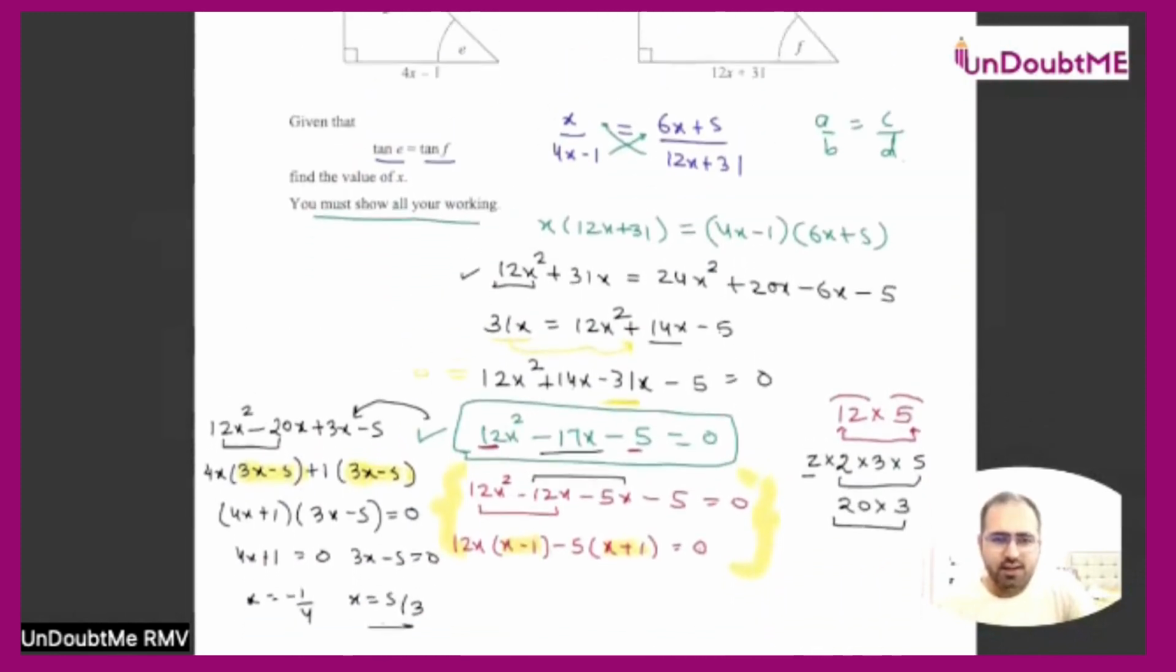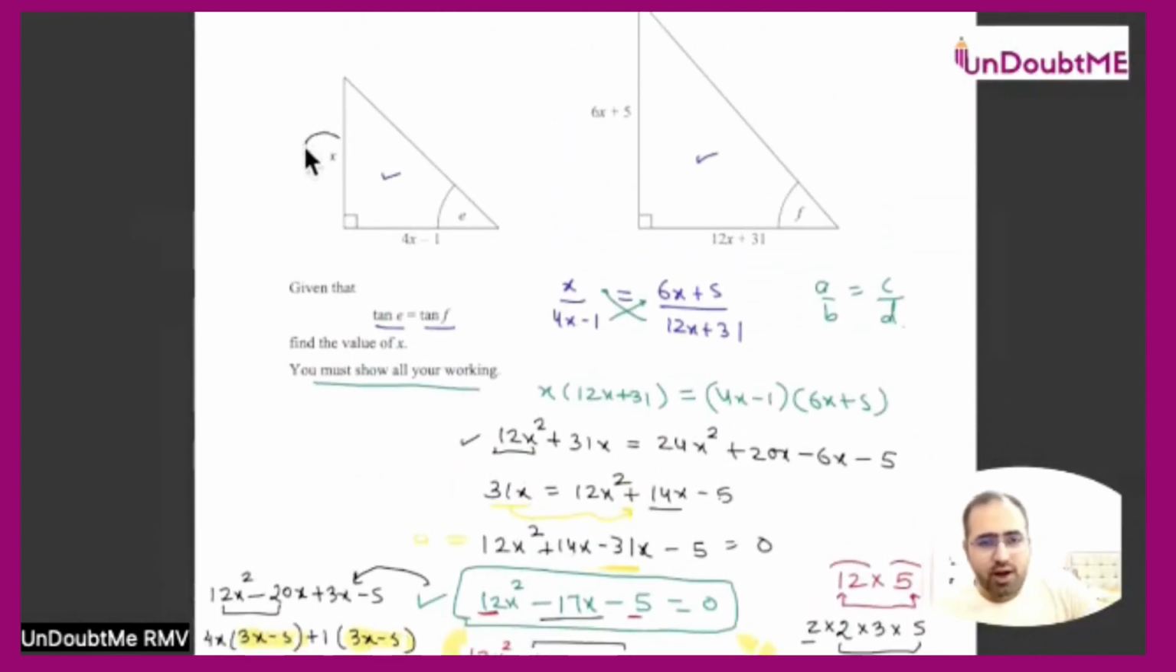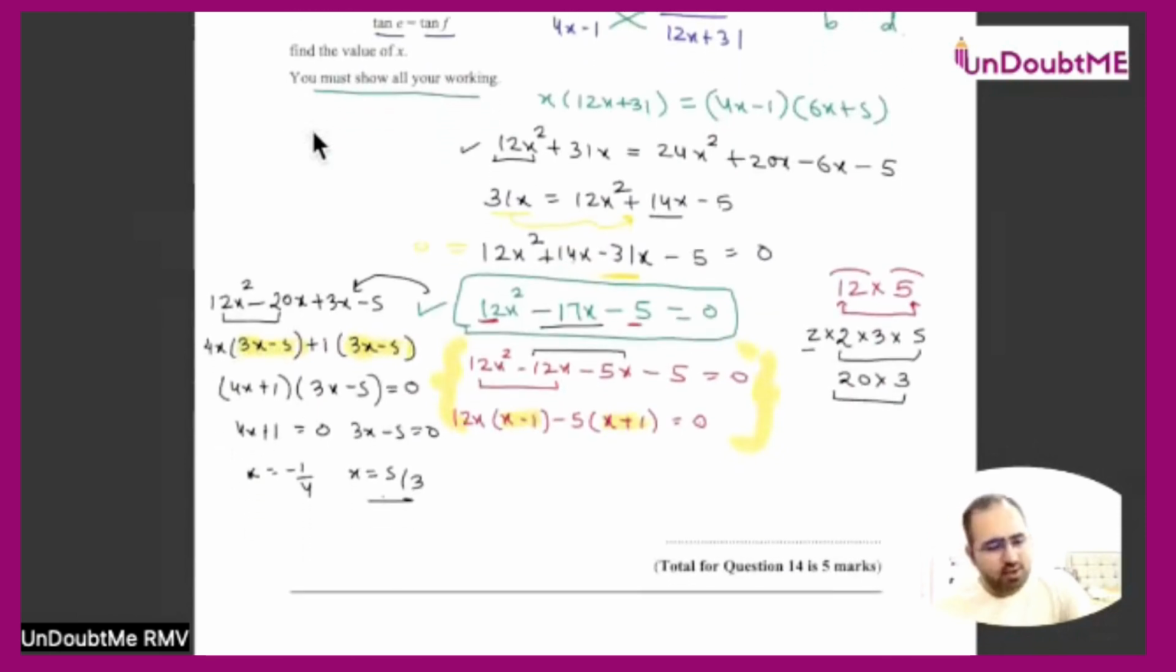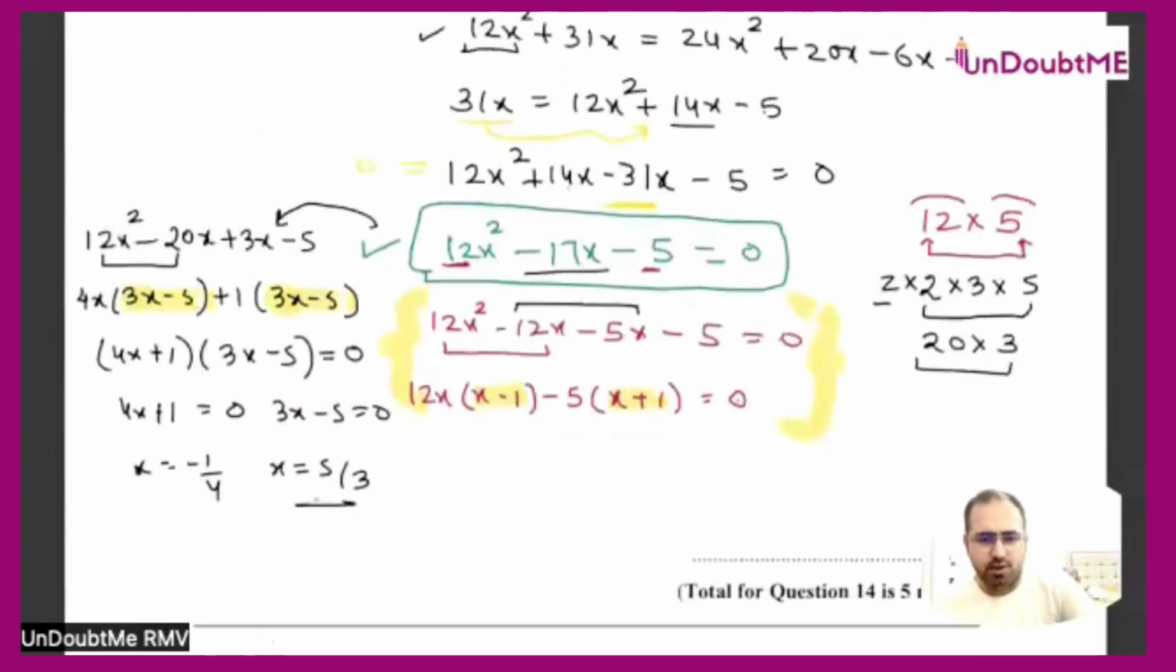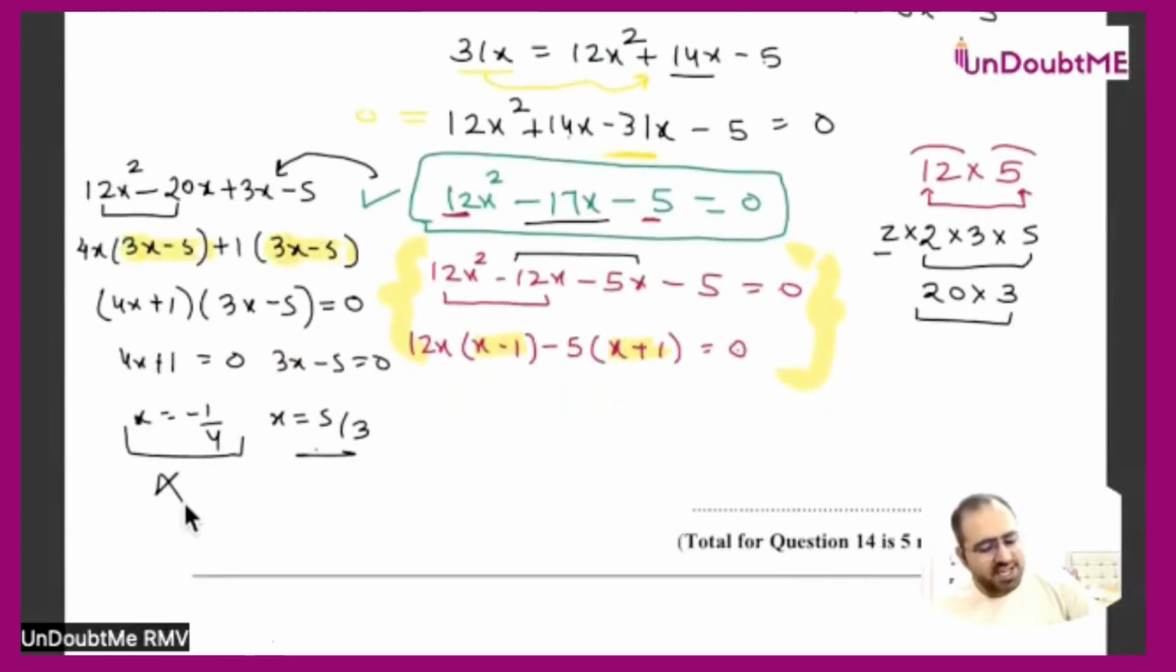X is a side, so you have to understand on your own that x equal to minus 1 by 4 is not possible. So reject it by stating the reason that since x is a side of a triangle, minus 1 by 4 is not possible. Hence, the correct value of x is 5 by 3. Or even if you write 1.66 or 1.67, it's fine.